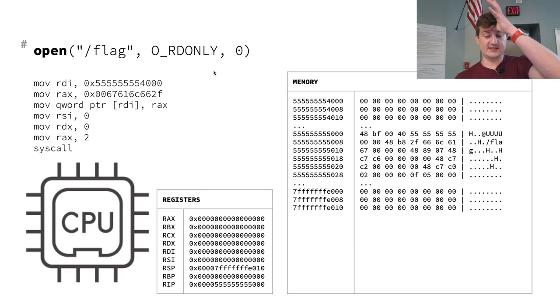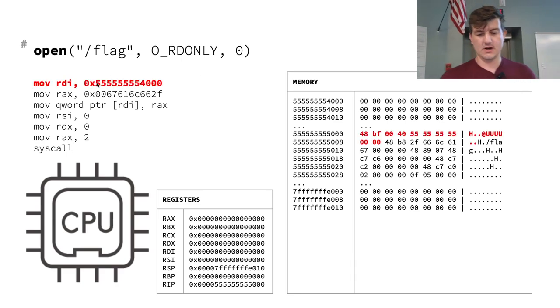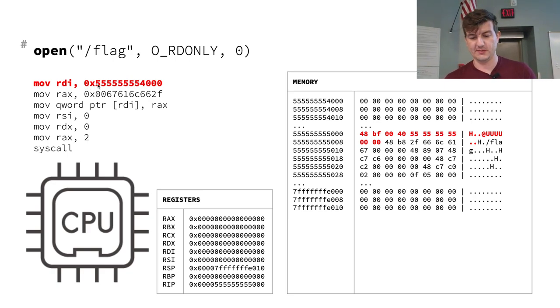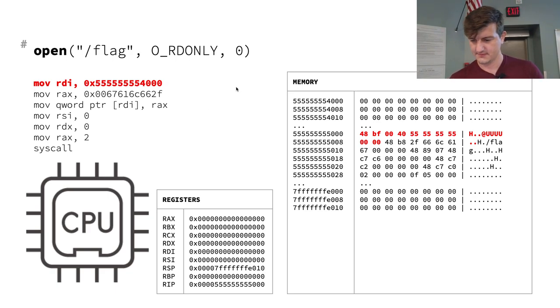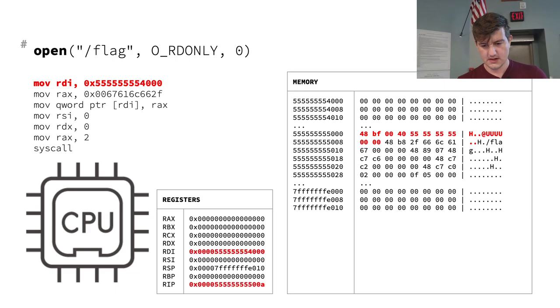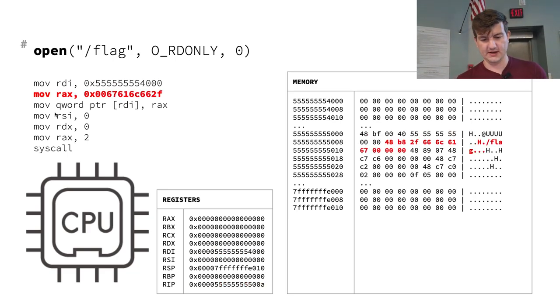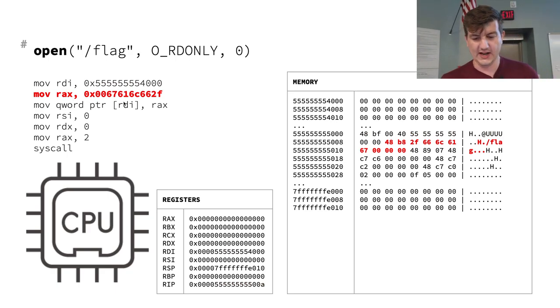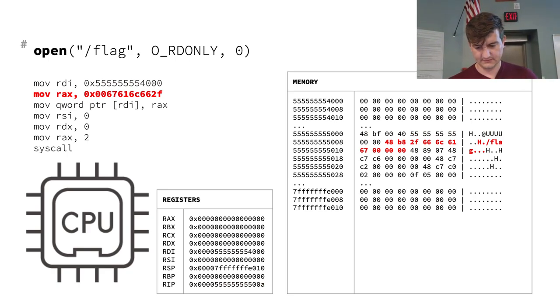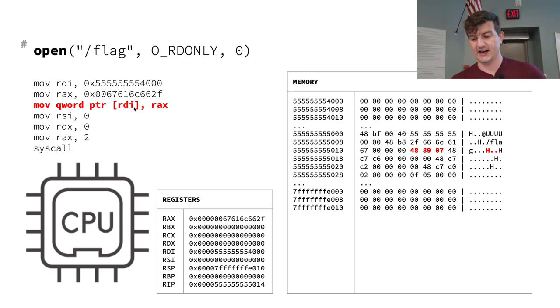So let's walk through this. Our assembly code is first going to move this value, 4000, into RDI. It will move this value into RAX. It's then going to move RAX and write it into RDI. So which byte in this value is going to be the most significant, or is going to be written at exactly this memory location with the endianness here?